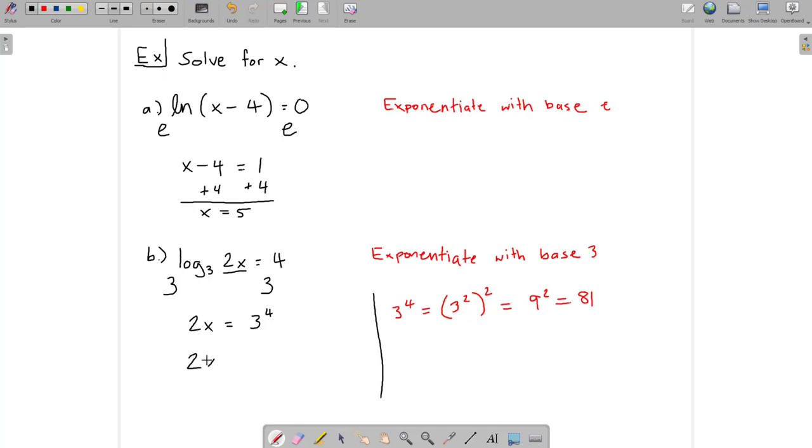So we now have 2x equals 81. Lastly, we need to divide by 2. And we'll just end up with x equals 81 over 2. And this is how you could leave your answer. This would be perfectly acceptable.